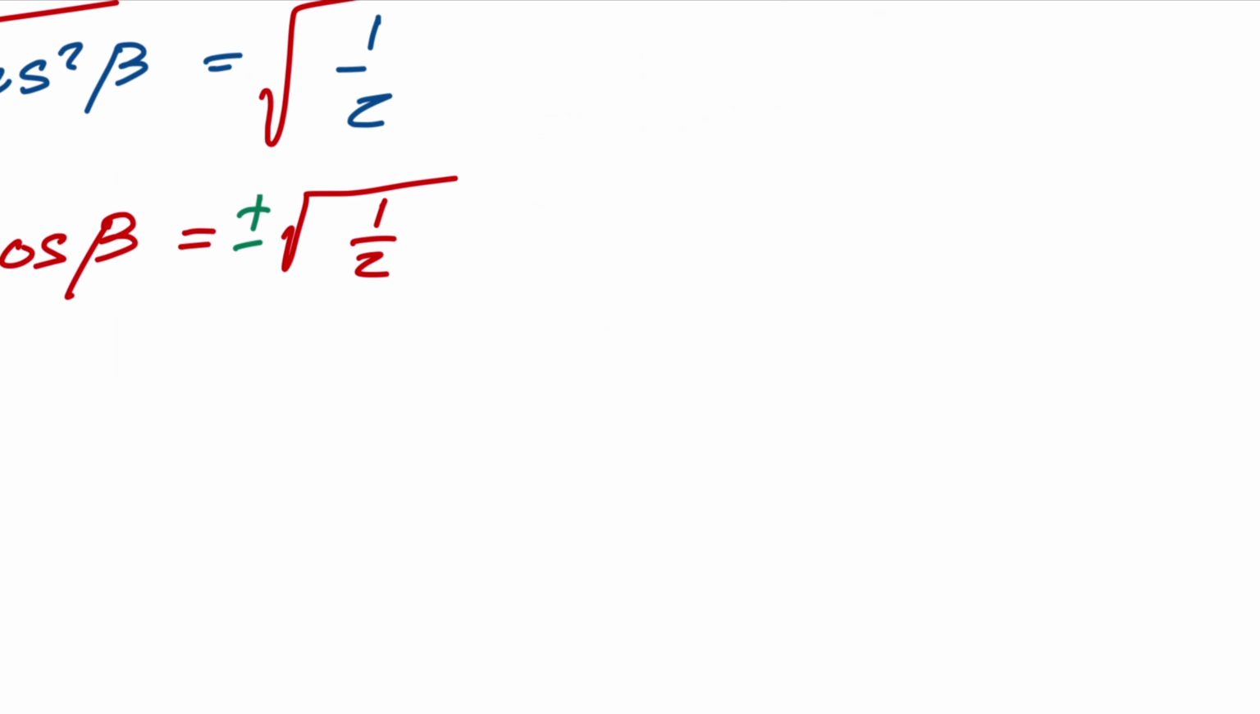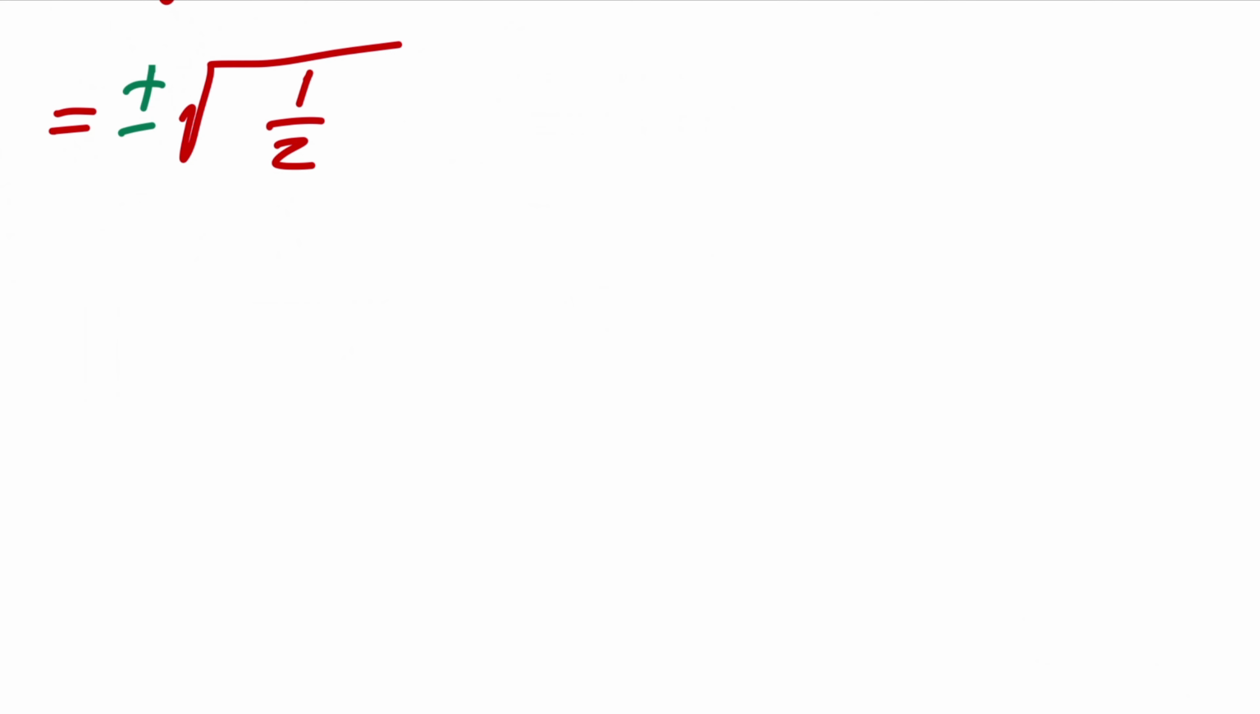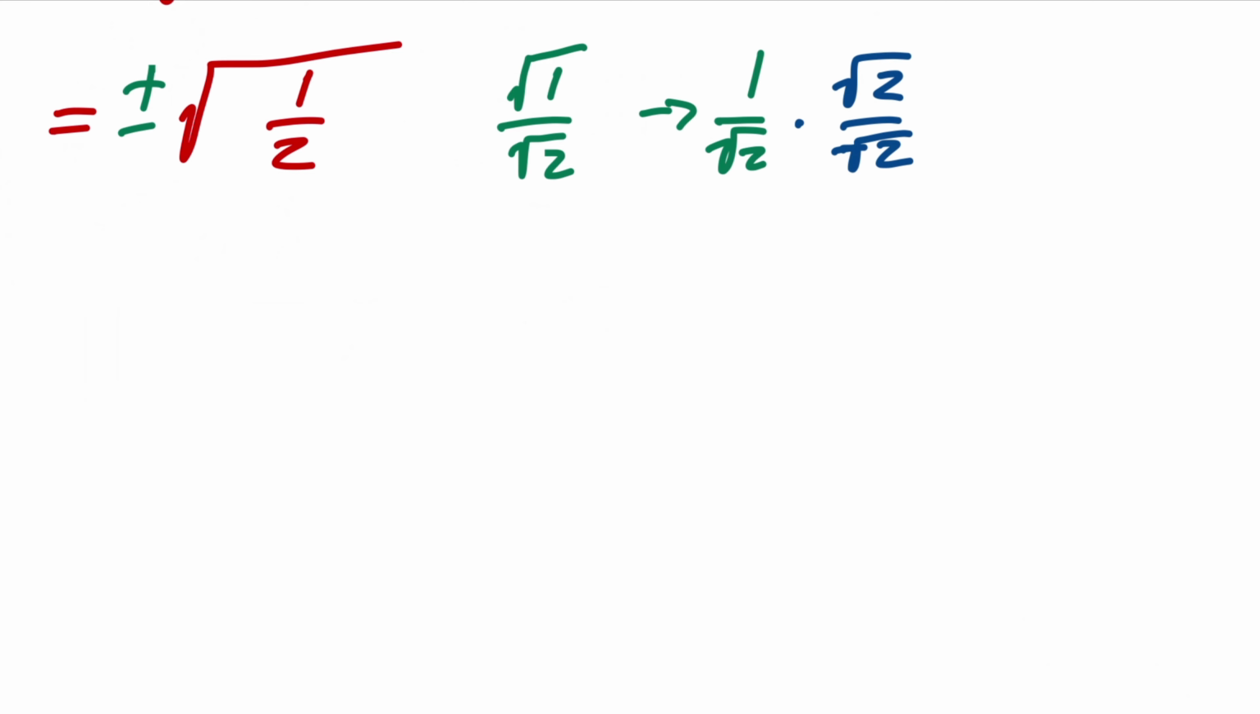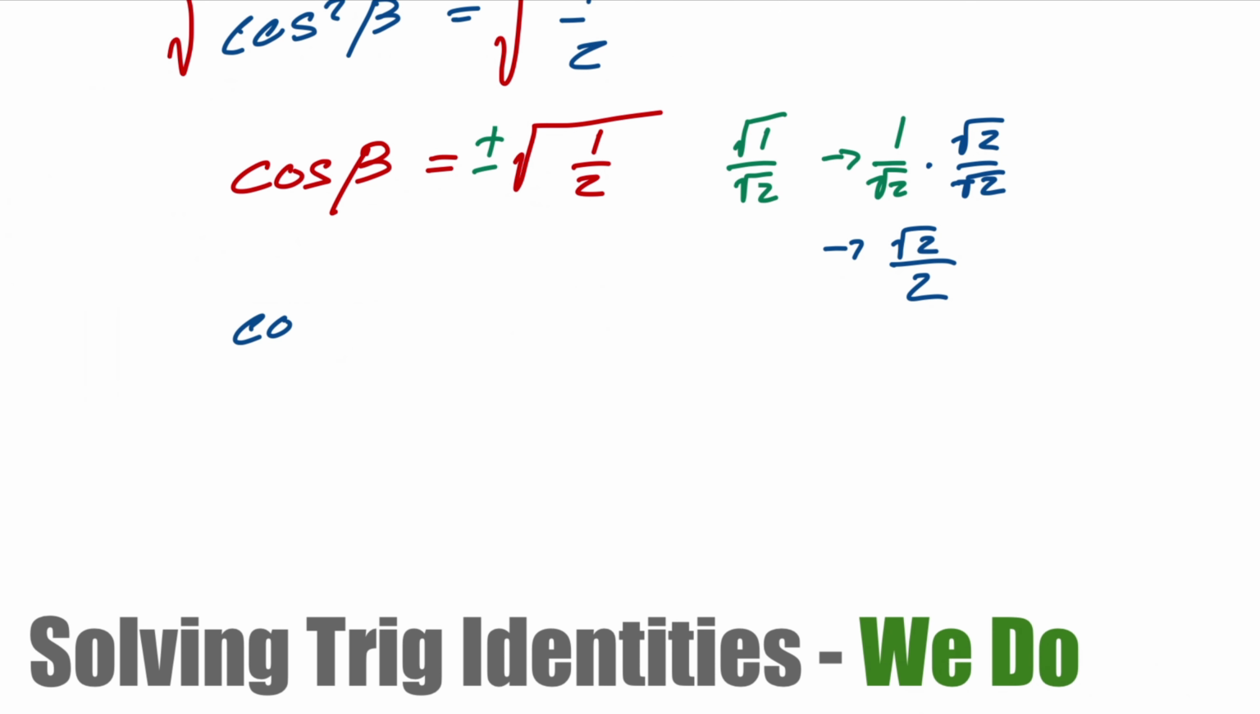Let's simplify this. I'm going to forget about the positive and negative for a second and bring that back in. I can split that square root up to the numerator and the denominator like we've done earlier this year. So that's square root of 1 over square root of 2. Now square root of 1 is just 1, and square root of 2, well, we don't know what square root of 2 is, but we know we can't have that in the denominator's place, so we rationalize it by multiplying by square root of 2 over square root of 2. That gives us square root of 2 on top and just the number 2 on bottom. So our answer here is really cosine of beta equals plus or minus the square root of 2 over 2.